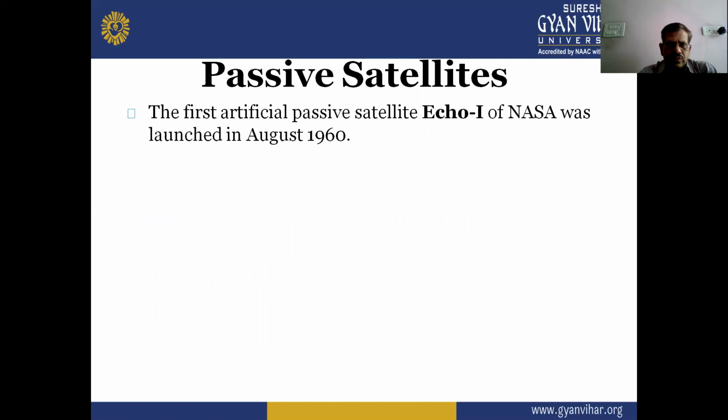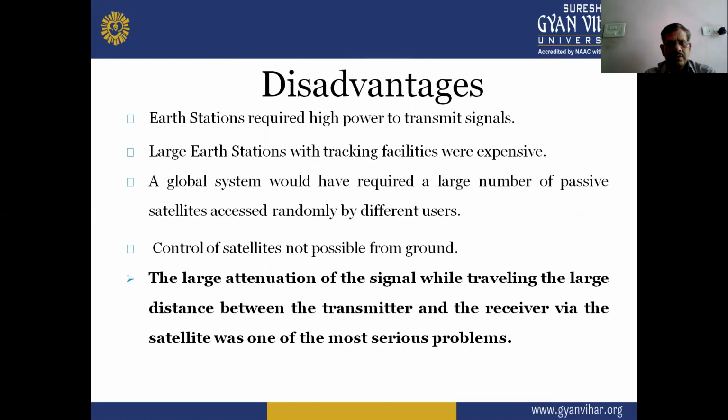So the first one is the passive satellite. The first artificial passive satellite, Echo 1 of NASA, was launched in August 1960. The disadvantage is that the Earth station requires high power to transmit signals.